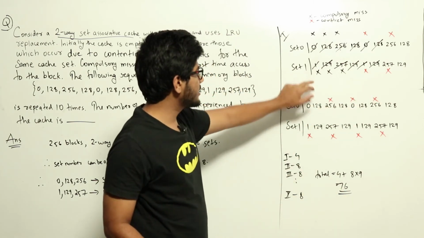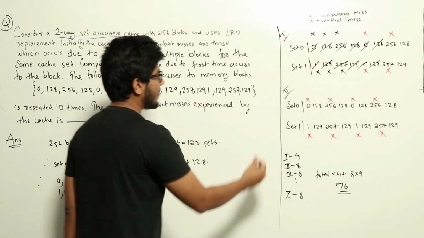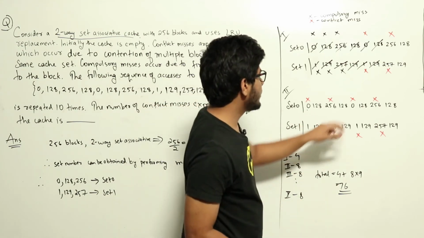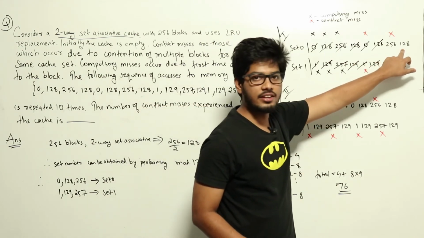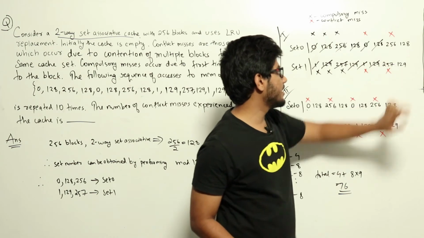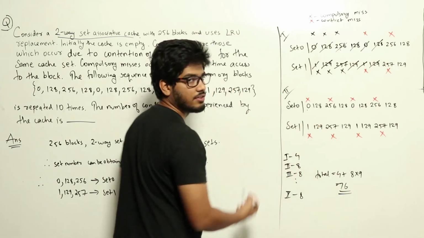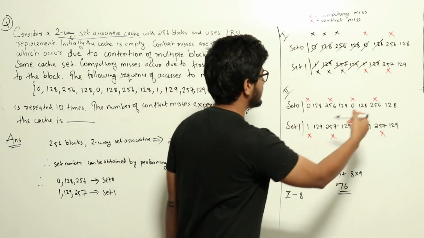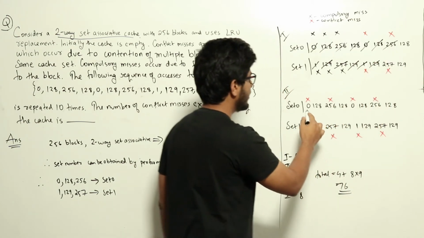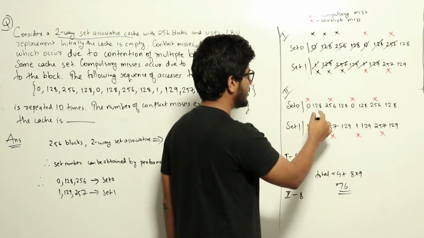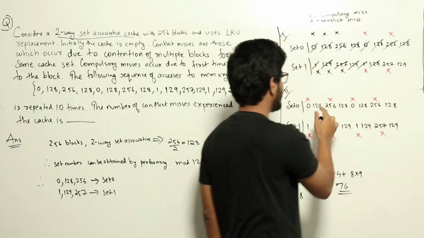Now we look at iteration 2 as well. It's asking for 0. If you look here, 256 and 128 are the two elements which are there in the cache. So 0 is not there, meaning this is also a conflict miss. Now 256 is gone from the cache. We are asking for 128. 128 is there, so it is not a miss.